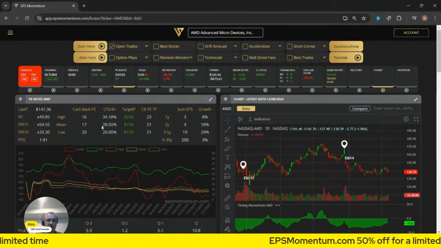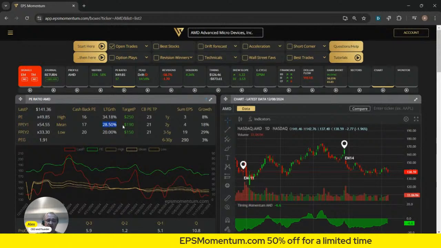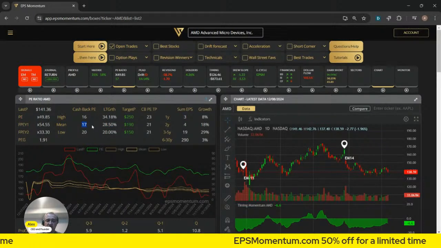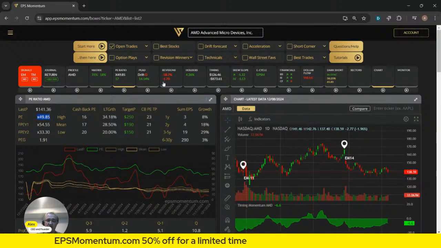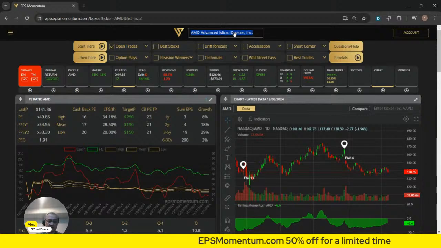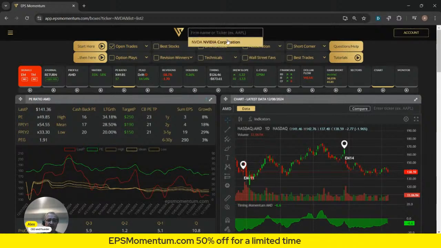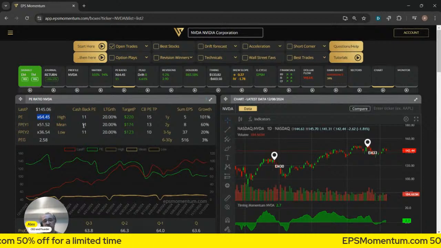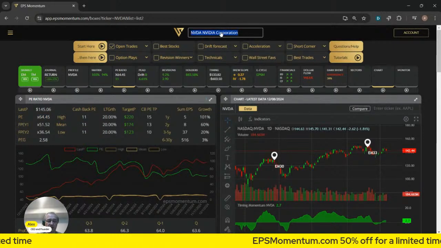AMD has a growth of 28.50, which is greater than Nvidia for some reason. You're going to get $3, $4, $19, and it's going to take you 17 years to get your money back. So it shows a classic PE of 49, but really a cashback PE of 17. So AMD is way more expensive than Nvidia, right? Let's go back to Nvidia. PE of 49 for AMD, PE of 64 for Nvidia. So you think Nvidia is more expensive, but it's actually not. It's actually cheaper based on growth and price.